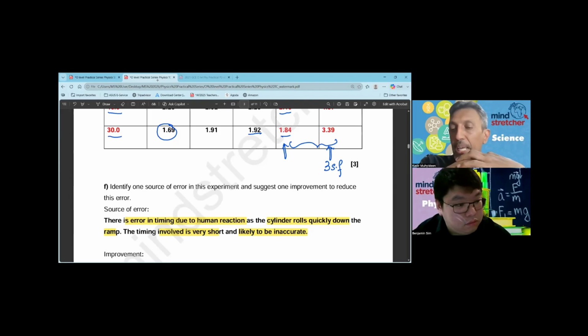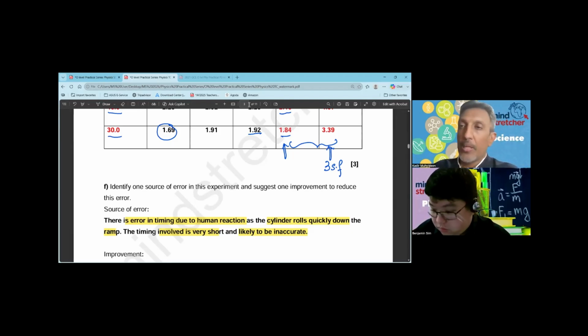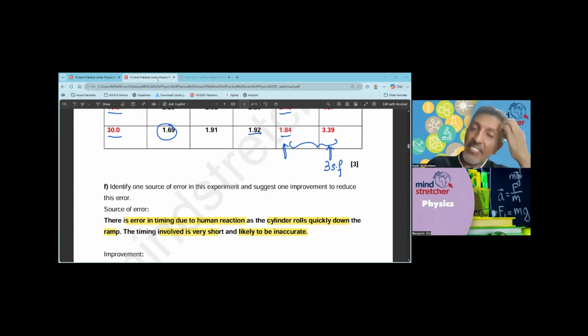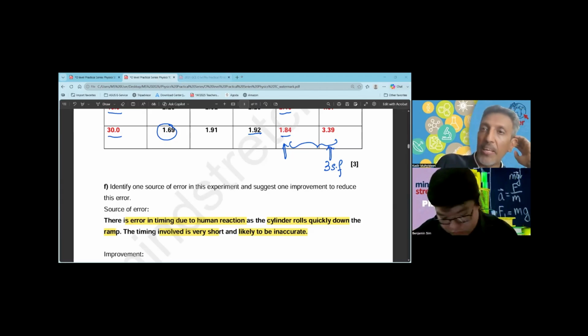So that is the chances of it being inaccurate. So how can you improve, guys? Can you give me suggestions, please? How do you think we can improve this? Tell me in the chat, guys. How can you make improvements for this error?